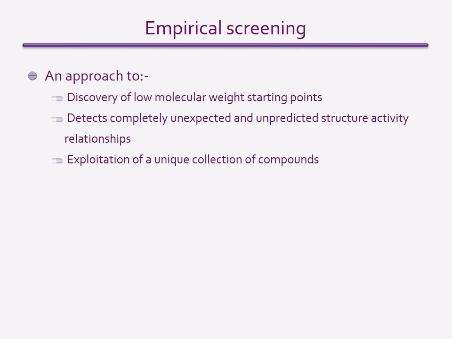The empirical approach can be used even when structural information about the target is available. In this case, the advantage is that unpredicted structures can produce hits. This can start a new area of research, leading to information on unpredicted and completely unexpected structure-activity relationships. It is also an approach to exploiting unique collections of compounds which increase the chances of a patentable discovery. Because the automated screening of large numbers of compounds is relatively quick and efficient, this approach can give a company a competitive edge.